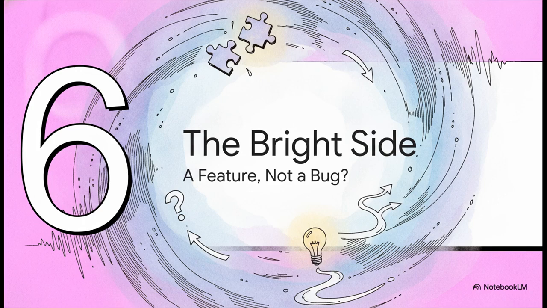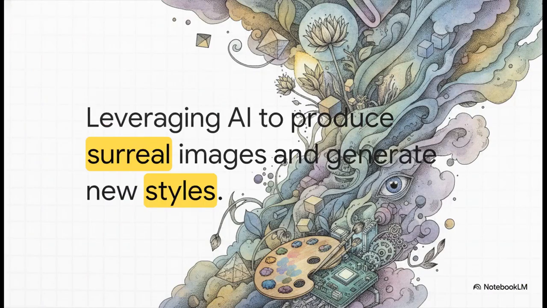Now, Section 6, the bright side. A feature, not a bug? Here's the twist. When strict factual accuracy isn't required, creatives are actually harnessing these hallucinations. In art and design, the hallucinatory capabilities of AI are used to produce surreal, dream-like images. Because the AI doesn't think like a human, it can combine concepts in ways our minds never naturally would, generating entirely new, breathtaking artistic styles.